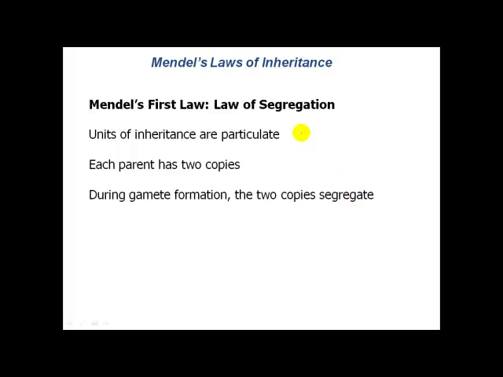Mendel's first law states that the units of inheritance, whatever they are, are particulate. They're physical things that are passed down through the generations, right? They don't go anywhere. They don't blend. They're individual particulate structures that can be passed on from parent to progeny. Furthermore, each parent has 2 copies of whatever that unit of inheritance is. And during gamete formation, the 2 copies that each parent has are going to segregate from one another.